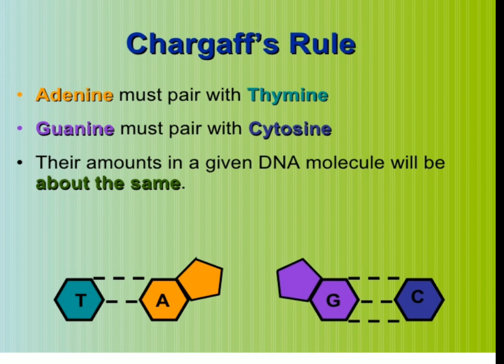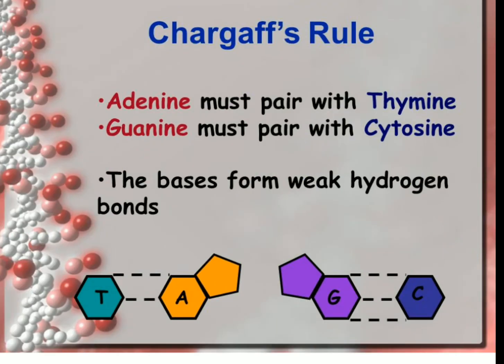Adenine always pairs with thymine with a double bond, whereas guanine always pairs with cytosine with a triple bond. You can see here the triple bond between G and C and a double bond between A and T. Their amounts in the given DNA molecule will be the same. The bases, A pairs with T and G pairs with C, and they form the bond between AT and GC, which is a very weak hydrogen bond.